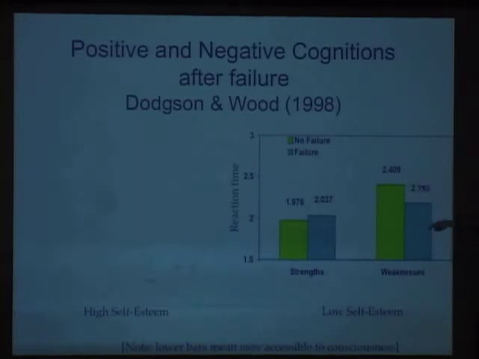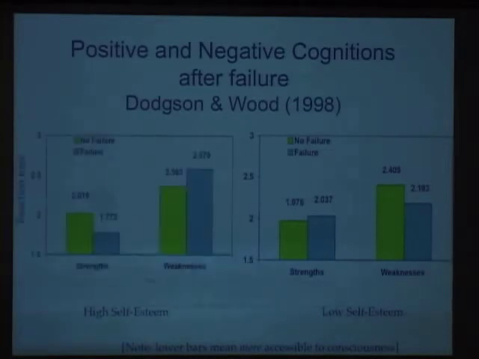So the faster you do it, the lower your bar. And when low self-esteem folks fail at something, they get faster at recognizing their weaknesses. What that means is their weaknesses become salient for them after failure. Okay? And that's not too surprising. Right? This is kind of what you would expect to see happening in general. The thing is, it's not what happens for high self-esteem folks.